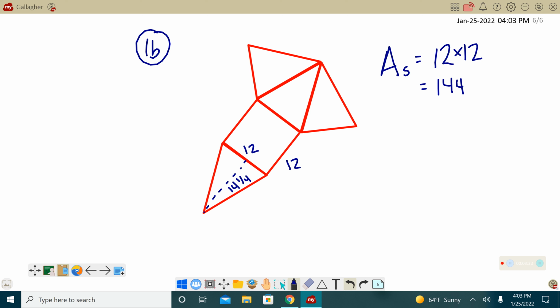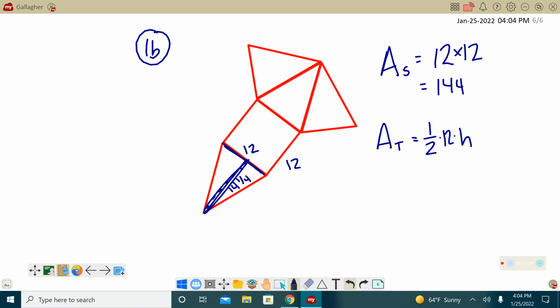And then we need to find the area of the triangles. Again, I'm just using that T to represent the triangle. I'm going to find one triangle's area, and then I'm going to use that same area 4 different times because there are 4 of those triangles. So again, area is half of the base times the height. In this triangle, we have a base of 12. So I'm going to swap out that B with a 12. And we have a height of 14 1/4.